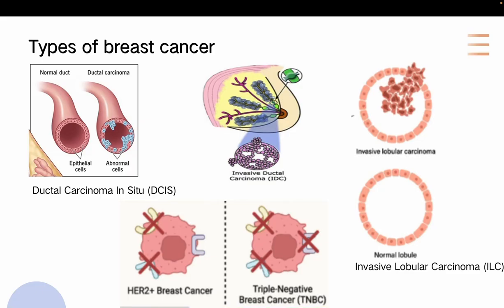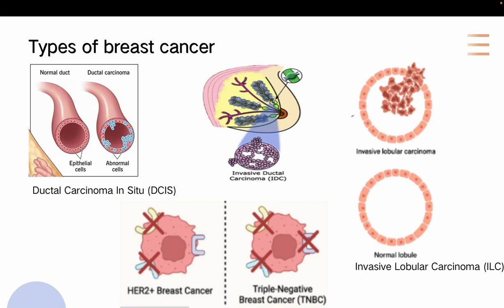IDC, invasive ductal carcinoma. This is the most common type of breast cancer, accounting for about 70 to 80 percent of cases. It begins in the milk ducts and invades surrounding breast tissue. ILC, invasive lobular carcinoma. This type starts in the lobules and can also spread to nearby tissues. It is the second most common invasive breast cancer.